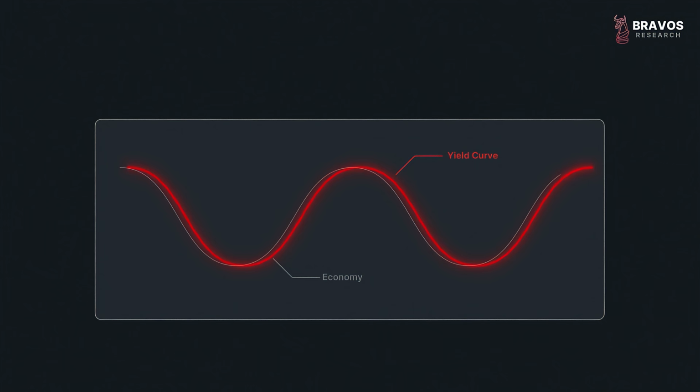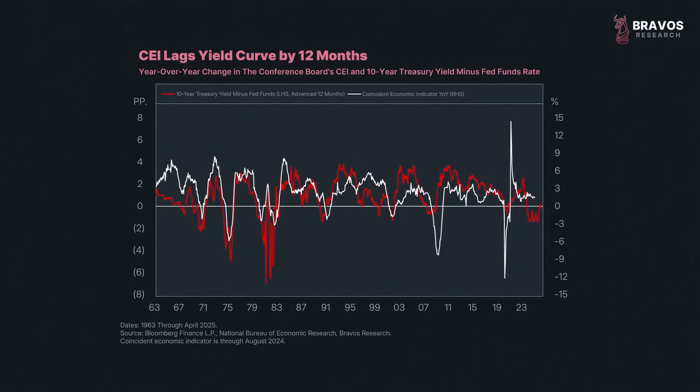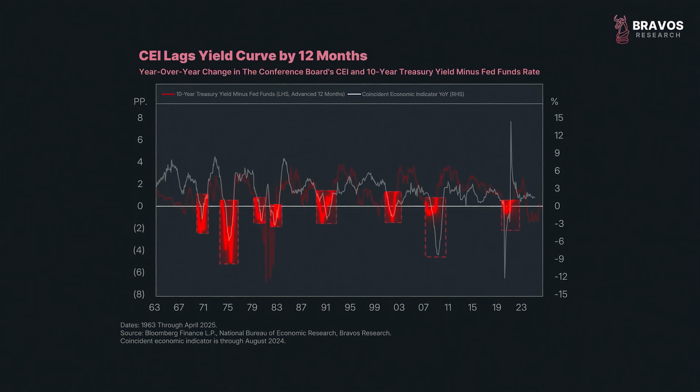But like any indicator, it isn't perfect. Just looking at this chart, we can quickly notice that there are some moments where a yield curve inversion did not lead to a contraction in economic growth. But in the vast majority of cases, when the yield curve inverted, within the next 12 months, you saw a recession materialize.